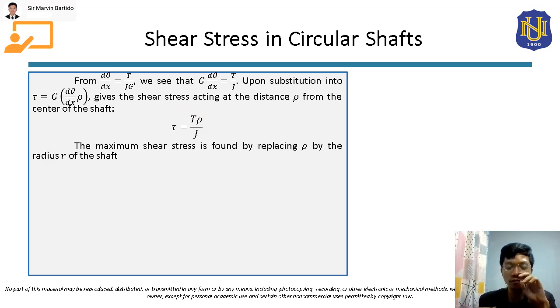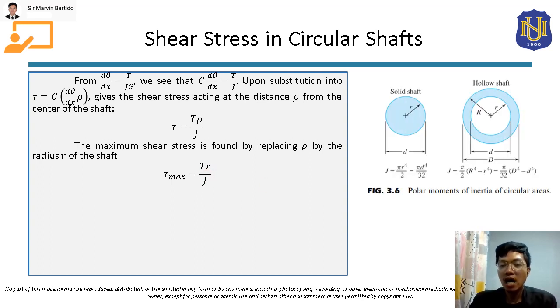If you are going to solve for the maximum shear stress, it can be found by replacing rho by the radius r of the shaft. So the maximum shear stress will be equal to TR over J. Now for the formula of the polar moment of inertia J for circular areas, it is equal to pi r to the fourth over 2, wherein r is the radius of that circular area. We can also solve this using the diameter: in terms of diameter, the formula will be pi d to the fourth over 32.